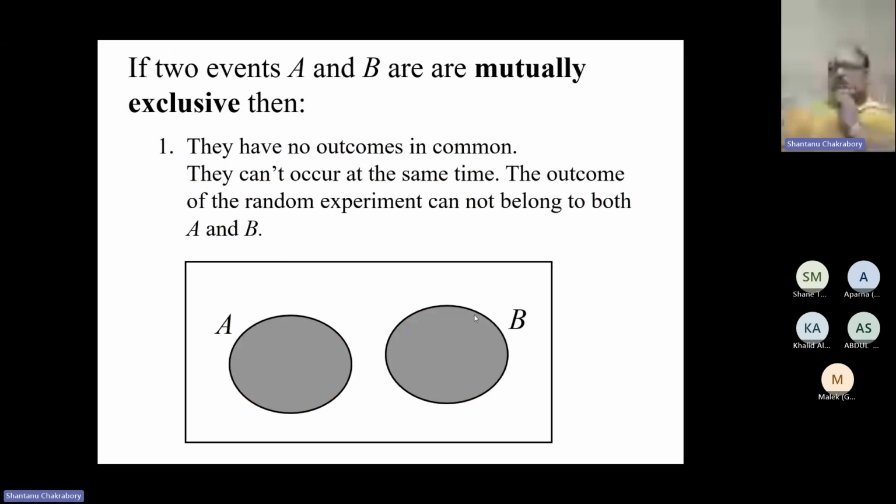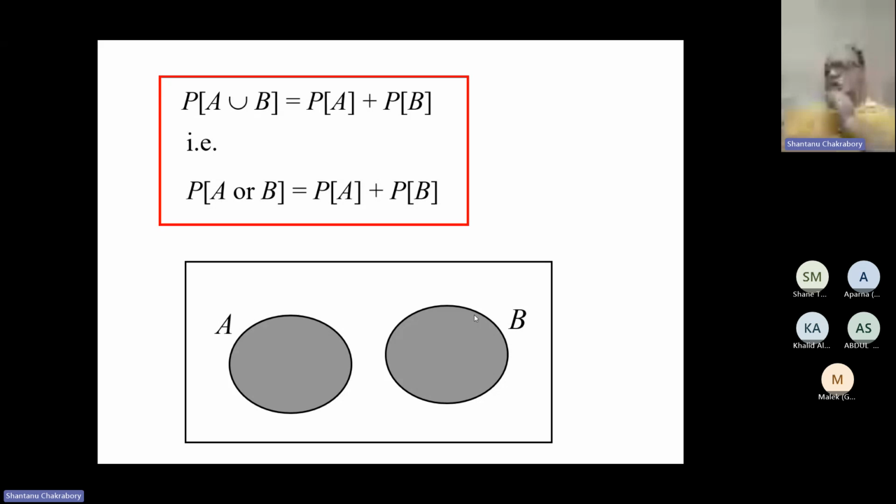If two events are mutually exclusive, they have no outcome in common. That is, they can't occur at the same time. This is the interpretation of events that are mutually exclusive with respect to each other. This is how it can be denoted mathematically for event A and event B: the intersection is empty, and this is the union of event A or event B when they are mutually exclusive.